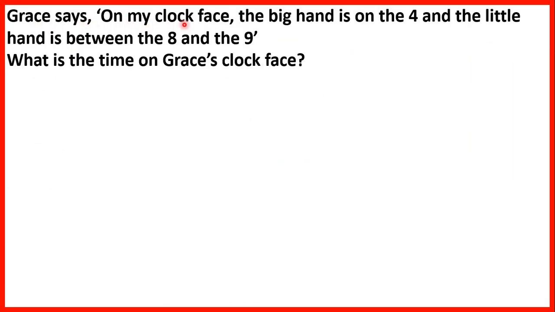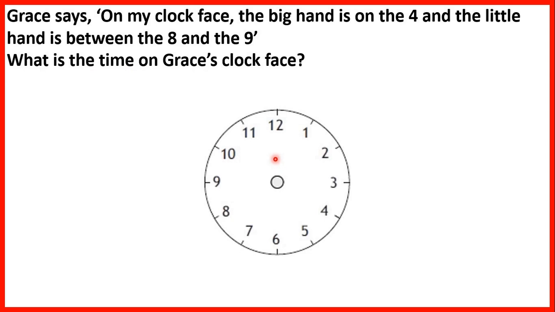Grace says, on my clock face, the big hand is on the 4 and the little hand is between the 8 and the 9. What is the time on Grace's clock face? So we can imagine or draw a clock, and we know that the big hand or the longer hand is on the 4 and the little hand is between 8 and 9. So remember, the shorter hand or the little hand is the hour hand. So because it's between 8 and 9, that means the number of hours is 8.